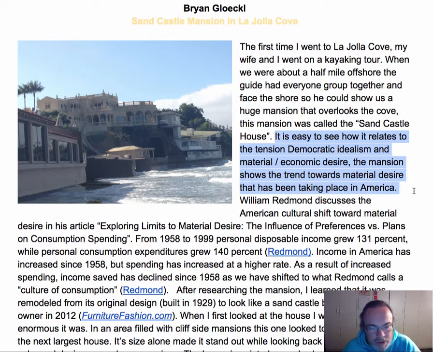The mansion shows the trend towards material desire that's been taking place in America. So he not only uses both terms, but he tells me specifically where the artifact falls on that spectrum. So even though the grammar isn't perfect, the idea is really strong and clear. It's that clarity about where the artifact falls that we need to see in the topic sentences for everything we're writing. And so I thought it was a cool example to share.